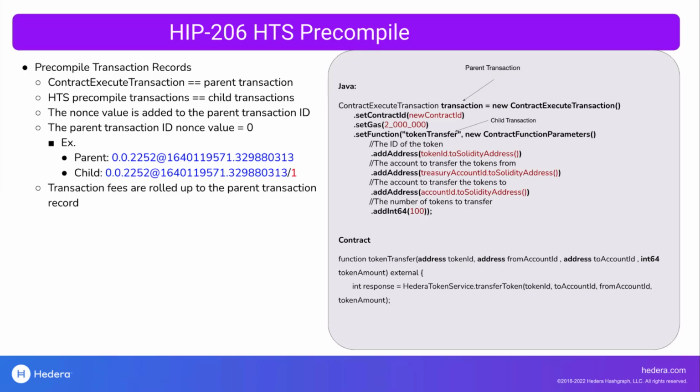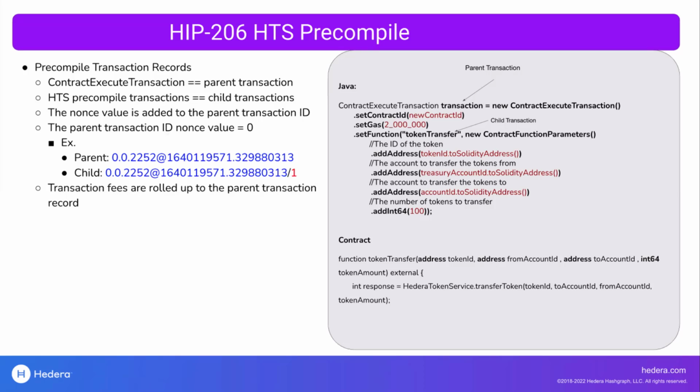So if you want to get information about the child transaction, you will have to use the parent transaction ID. And then for records and receipts, you'll have to note to set the children equal to true so that you can return the corresponding child records for this transaction that was executed.